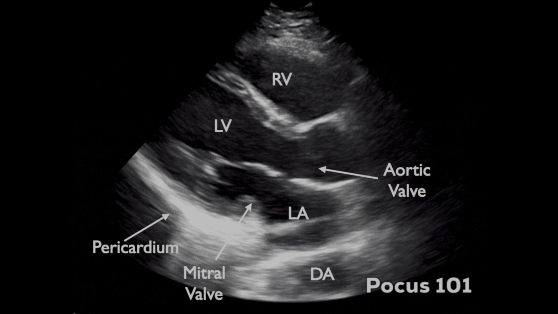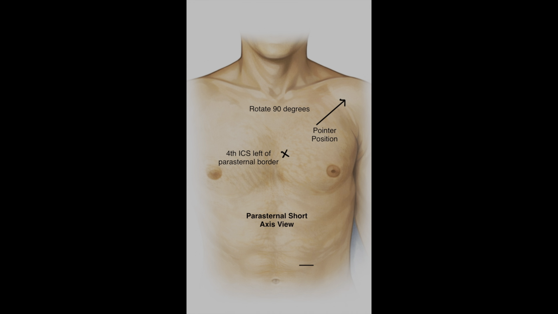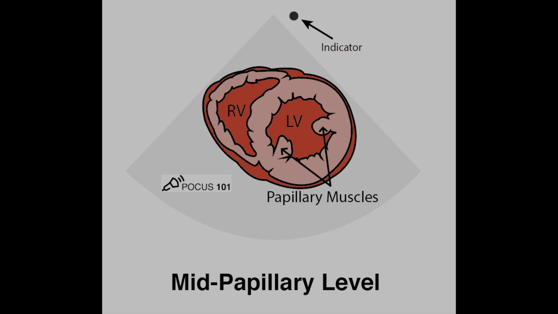Next is the parasternal short axis view. From the parasternal long axis view position, rotate the probe 90 degrees so the marker points towards the patient's left shoulder. You are now cutting the heart in cross section. Depending on the level, you can assess the heart at the level of the papillary muscles, mitral valve, or aortic valve. This view is through the mid-papillary level, and you can see the right ventricular cavity, the left ventricular cavity, interventricular septum, and the papillary muscles.